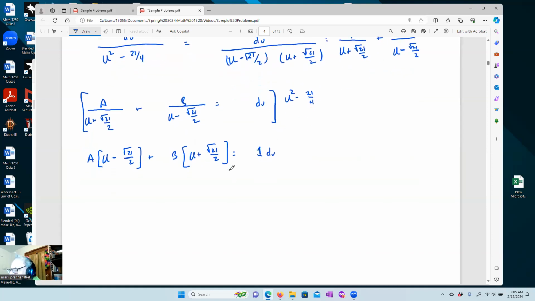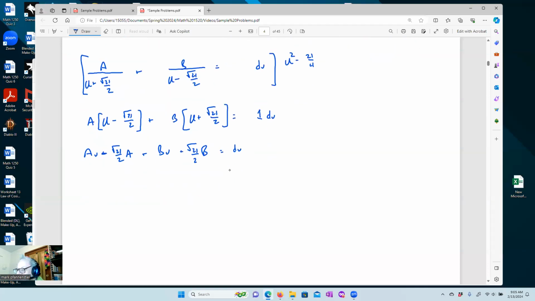And then we're going to go through and multiply through our fractions here. So I have Au plus the square root of 21 over 2 A plus Bu plus the square root of 21 over 2 B. Something should be minus. This one should be minus. Okay, and this is equal to du. So, going to equate coefficients. I'm looking for all the u stuff, so I'm lining up my u's. We have A plus B, that's all the u. How many u's are there on the right? There's a du, but there's no actual u's. So this is equal to 0.